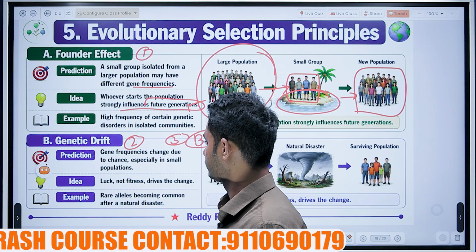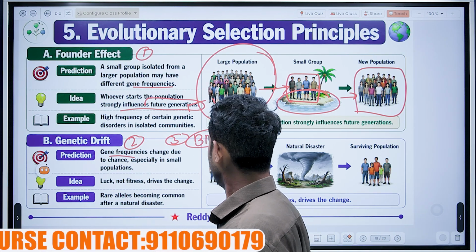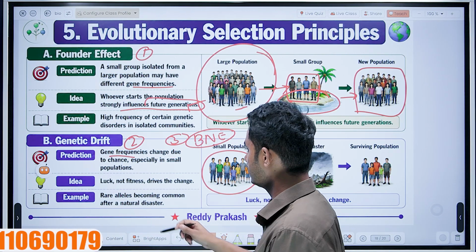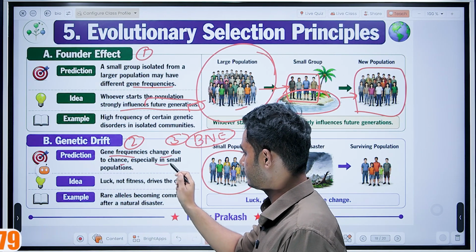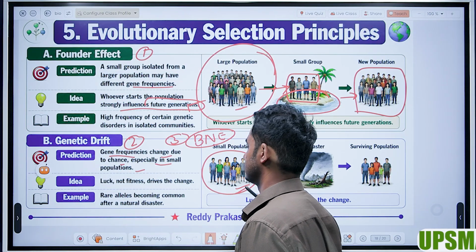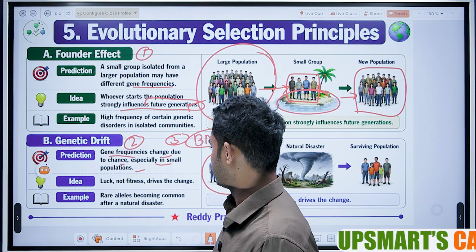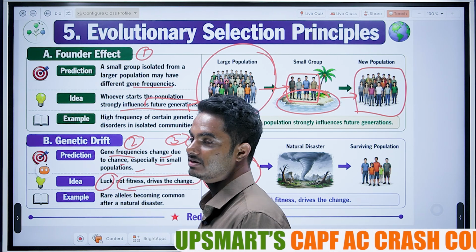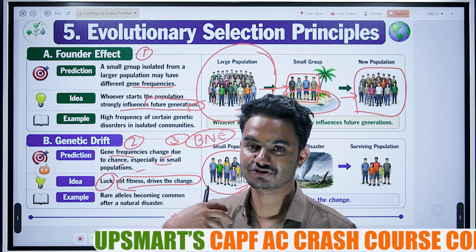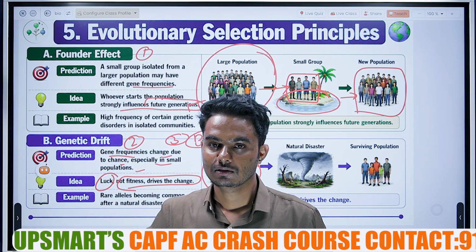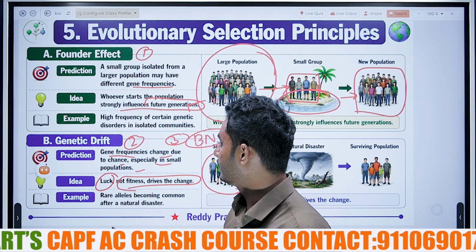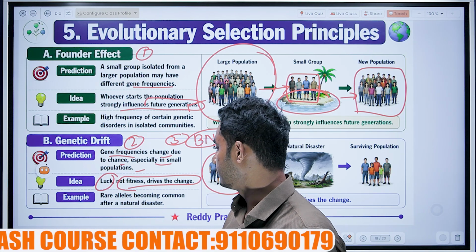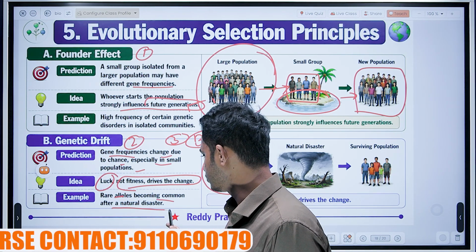Genetic drift is the change in gene frequencies. The frequency of genes of this small population changes due to chance, especially in a small population. What can be a chance, sir? It can be luck, not fitness, that drives the change. Usually fitness, natural selection, will drive future evolution. But something like luck also will matter in evolution. That is genetic drift. Like rare alleles becoming common after a natural disaster.